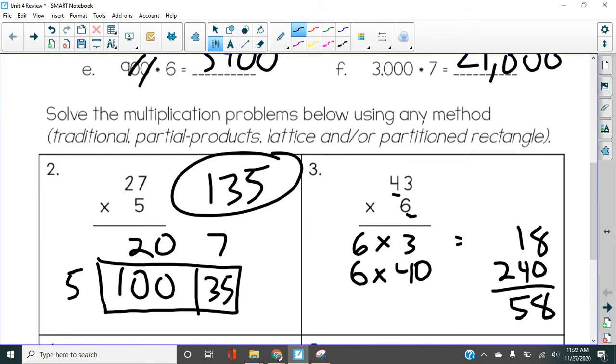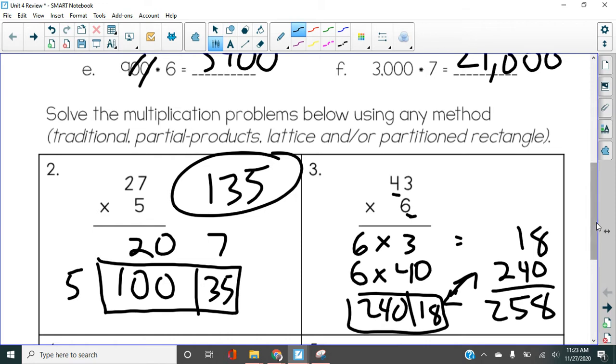And we should have gotten 258. Now, if you did the rectangle method with this, those parts would have been the same. That's what I really like about how these two are connected. Okay. Now, if you did something else like the lattice method or a traditional method, if you got 258, then that method worked for you. If you just type something in a calculator, then that method doesn't work for you. Why does it not work?